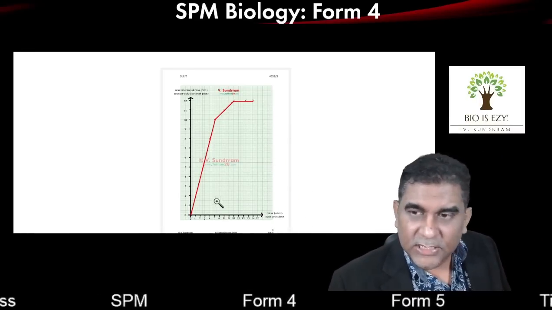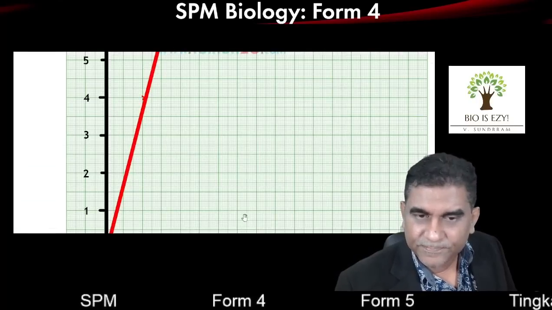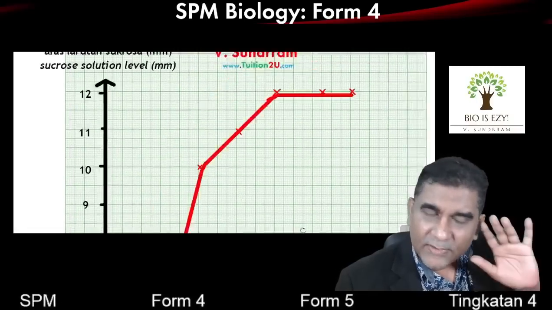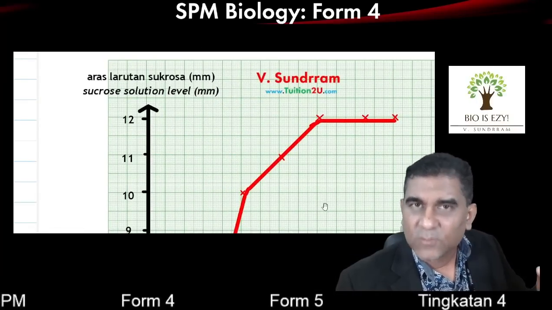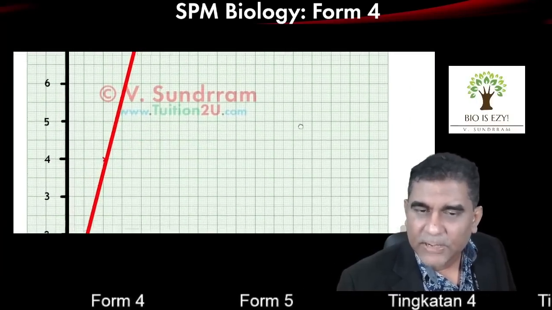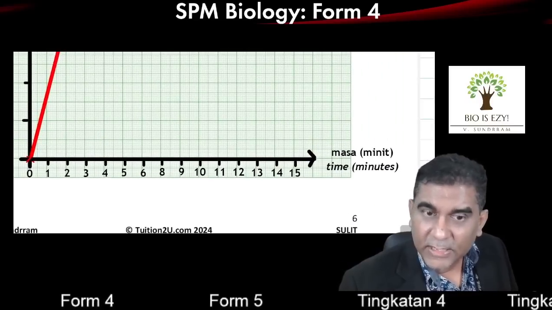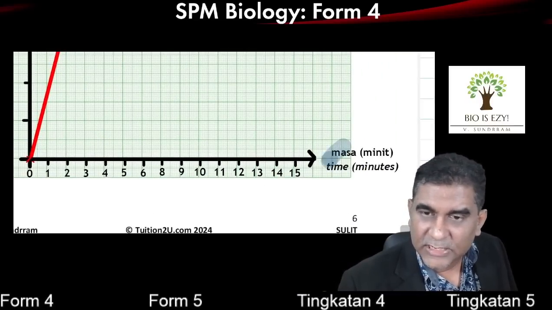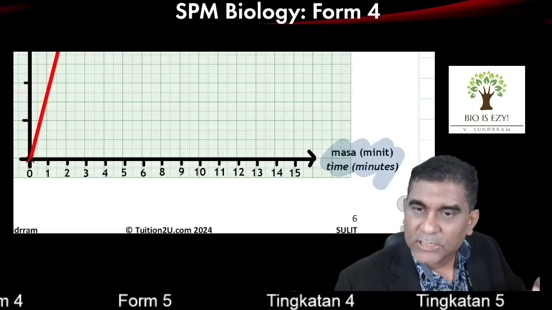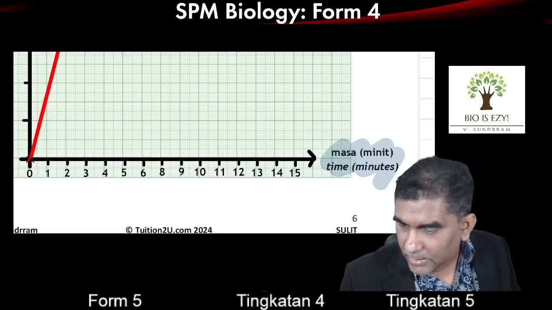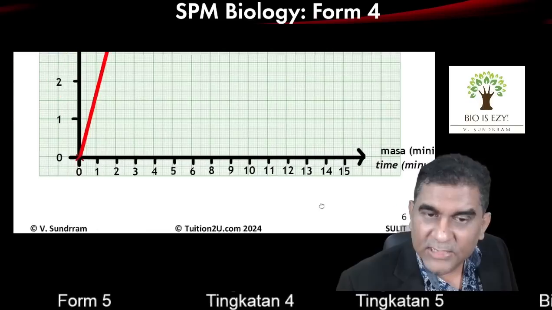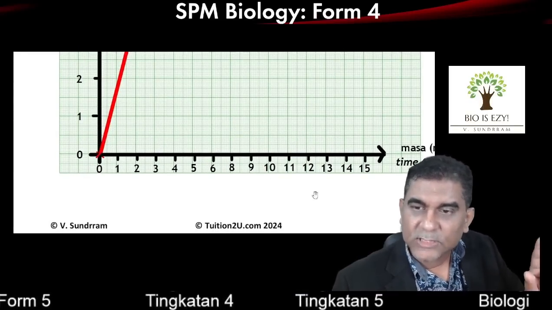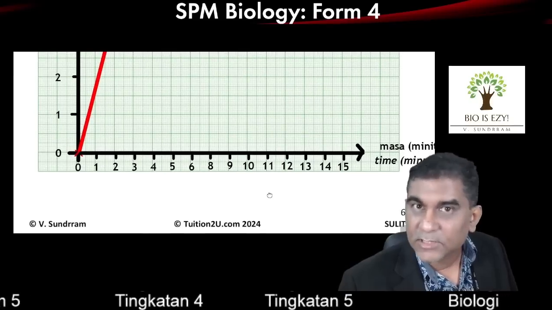So, antara yang kamu mesti ada dalam graph. Paksi X, before you even draw the graph, finish the X-axis, finish the Y-axis. Pastikan kamu lengkapkan paksi X dengan paksi Y. Apa yang mesti ada? Mesti ada tajuk. Yang ini mesti ada. Tajuk dan juga unit mesti ada. Pastikan kamu guna skala yang betul. Setiap satu kotak ini mewakili satu, this one should be minute, 1 minit.